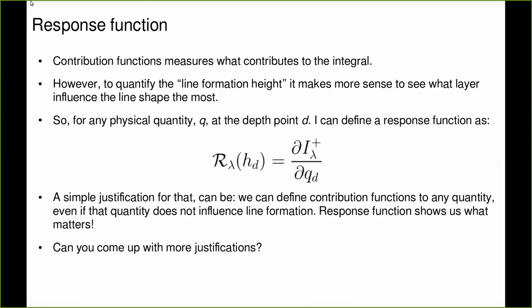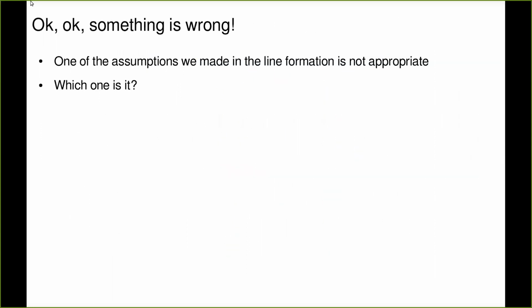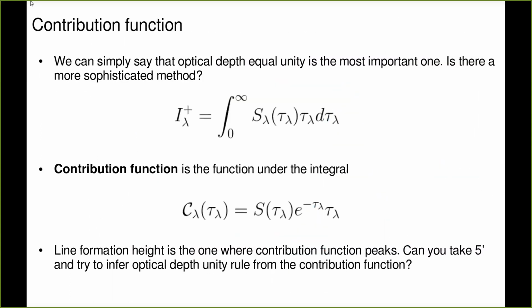I'm going to tell this now, you try to think about it, and we're going to discuss much more on the next class. The main reason for me is that the response function takes, in a way, all the nonlinear dependencies into account. In the contribution function, I just assume, I'm looking where this function is peaking, okay? And if I assume that temperature, velocity, all my things influence the intensity in a linear way, my contribution function is going to be great.